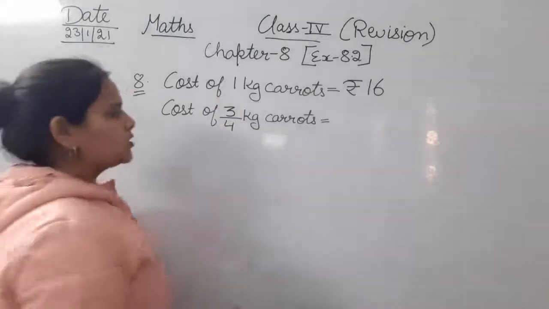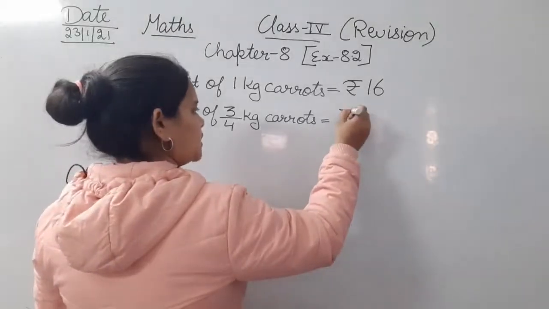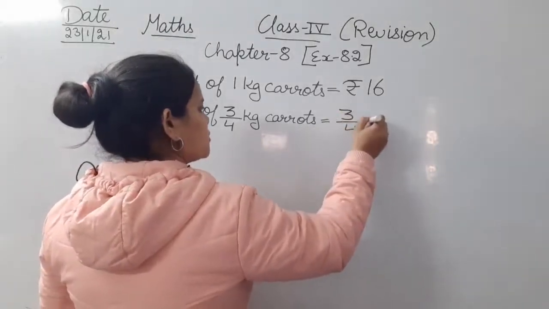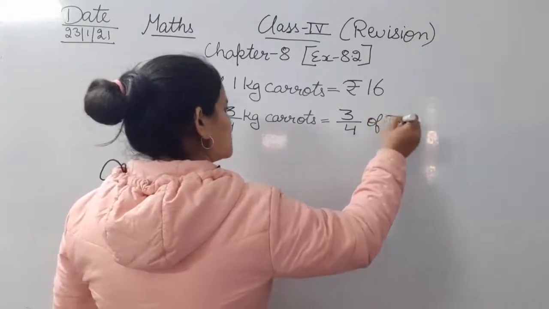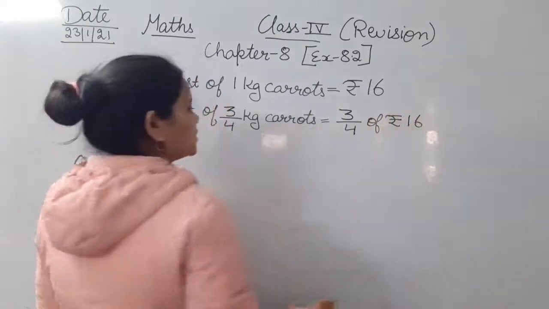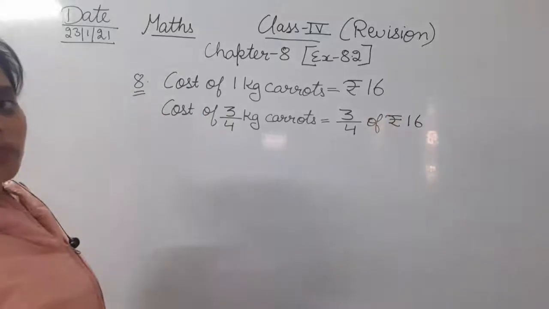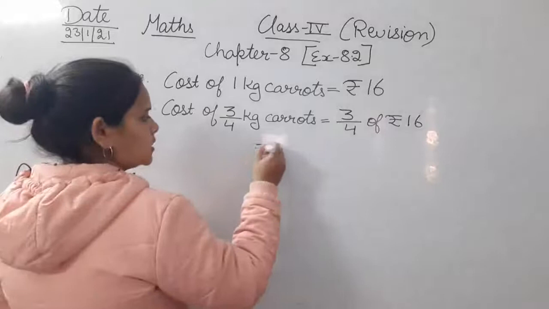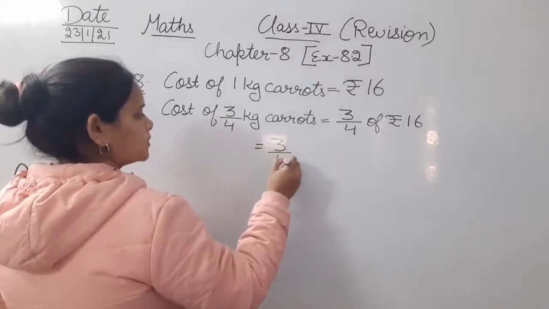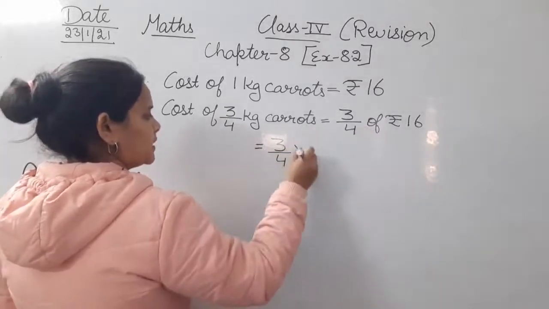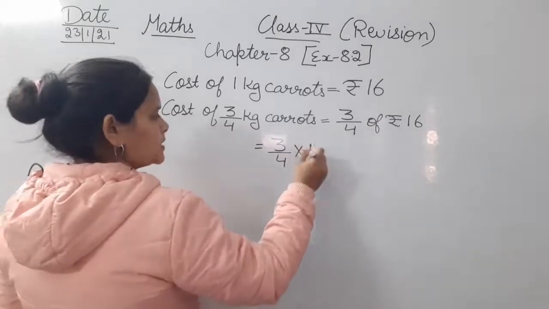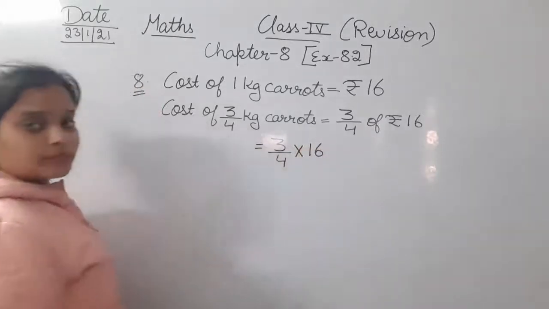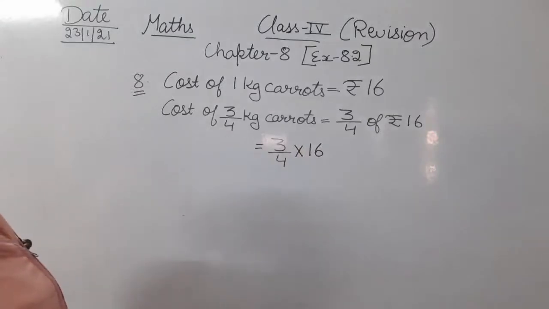Okay, so for finding the cost of 3/4 kg carrots, we will find 3/4 of rupees 16. Okay, that is 3/4 of will change into sign of multiplication. Rupees 16 will be same. Okay, 3/4 of rupees 16. हमें भी इसकी कॉस्ट निकालनी है.